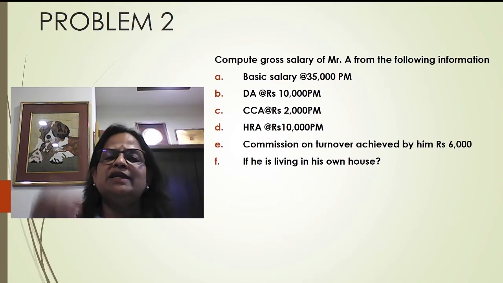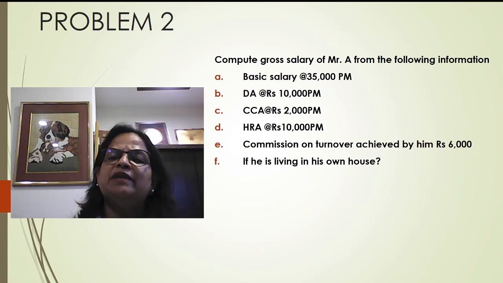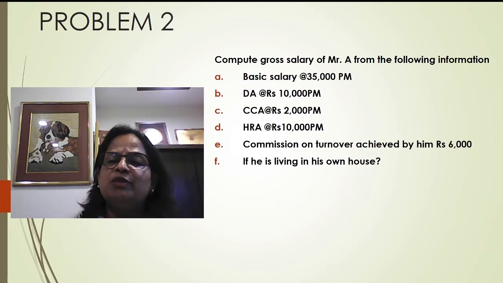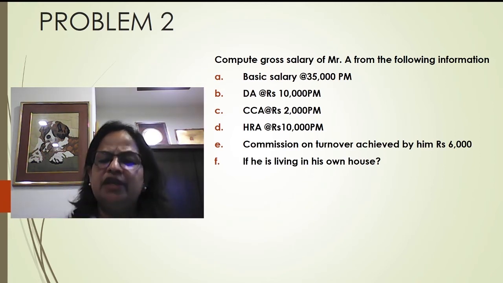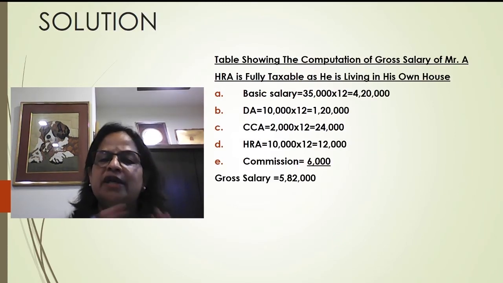So basic salary is 35,000 per month. DA is 10,000 per month. CCA is 2,000 per month. HRA is 10,000 per month. Commission on turnover achieved by him is 6,000. He is living in his own house. Dearness allowance, they have not mentioned that it's not entering into retirement benefits. So you have to remember this point. You have to remember, if he is living in his own house, it will be fully taxable. You don't have to calculate the HRA exemption at all. Because he is living in his own house, HRA will be fully taxable.